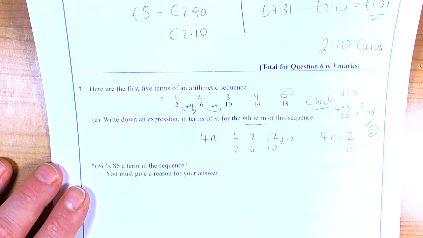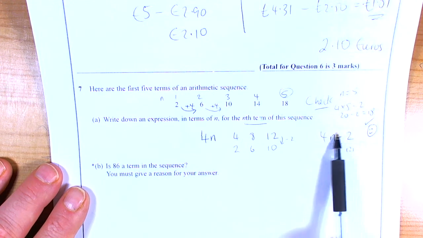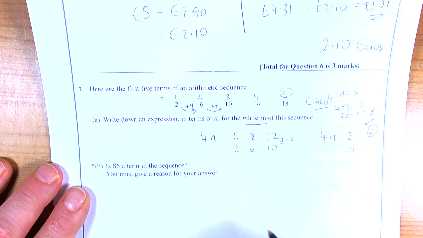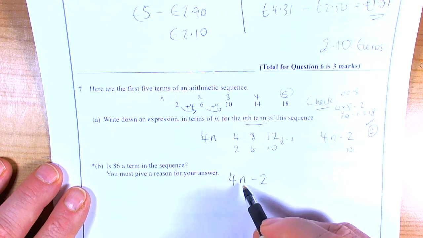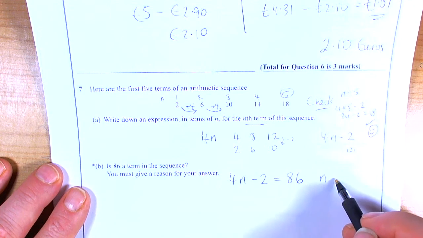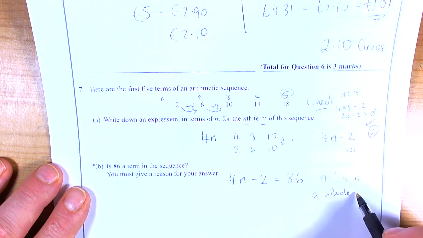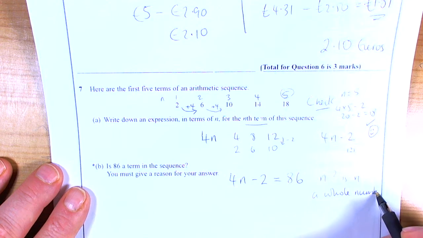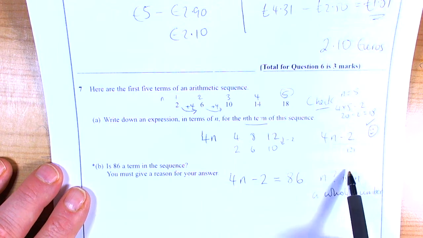It's worth 1 mark, so they've given you a clue by giving you the idea of working out what the nth term rule is for the sequence. So if 86 was part of that rule, then 4n take away 2 would equal 86, and n would be a whole number. So the question basically is, is n a whole number, an integer? If it is, then 86 would be a part of the sequence, because n, remember, is the term number, and term numbers are integers, whole numbers.